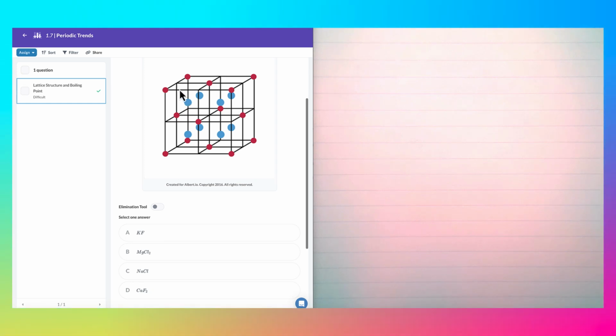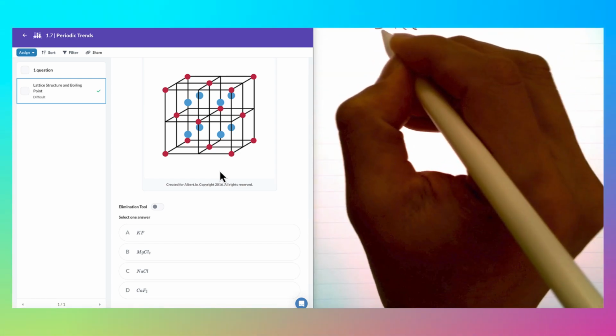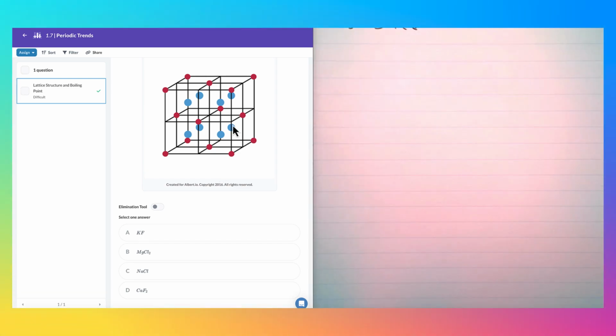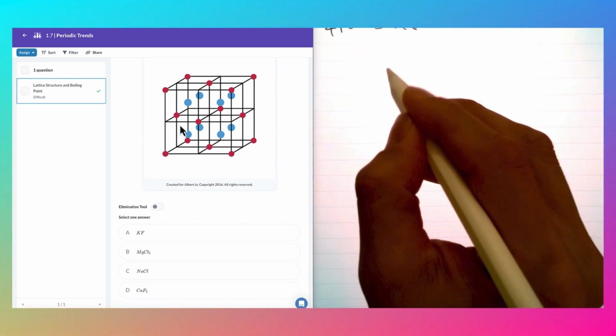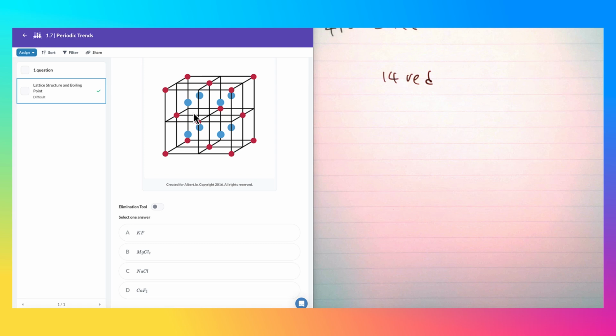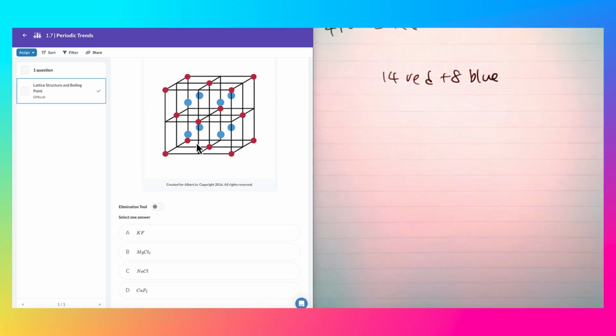And next we need to count the number of red and blue and see what ratio we get. So 1, 2, 3, 4, 5 on the top, on the bottom another 5. So there are 5 plus 5 red, and in the middle layer I see 4. So we have 14 red and we have 8 blue, 4 on the upper layer and 4 on the bottom layer. We have 8 blue spheres.